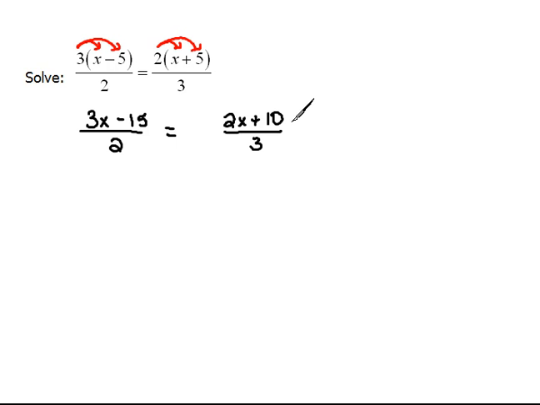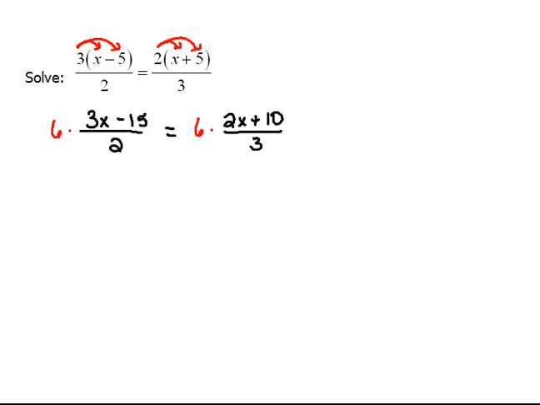Now we do have fractions, and if you don't want to use them, which I wouldn't, this is a little bit more difficult whenever you have two terms on top of a fraction. Let's get rid of them, and we get rid of them by doing the exact same thing we've been doing. We multiply through by the common denominator. In this case, the common denominator would be 6.